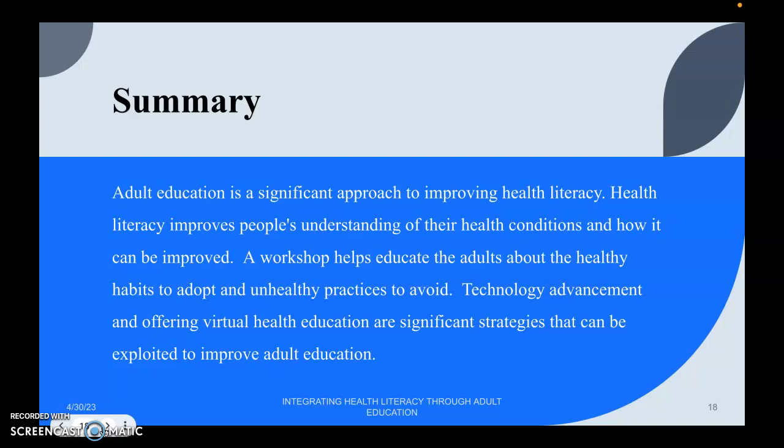In closing, we will do a summary of what the workshop was about. Adult education is a significant approach to improving health literacy. Health literacy improves people's understanding of their health conditions and how it can be improved. A workshop helps educate the adults about the healthy habits to adopt and unhealthy practices to avoid. Technology advancement and offering virtual health education are significant strategies that can be exploited to improve adult education.